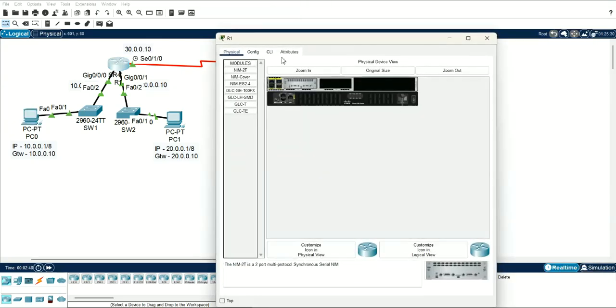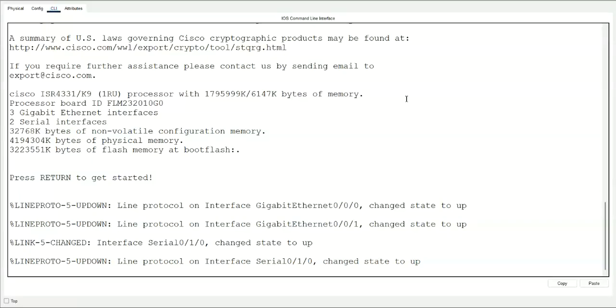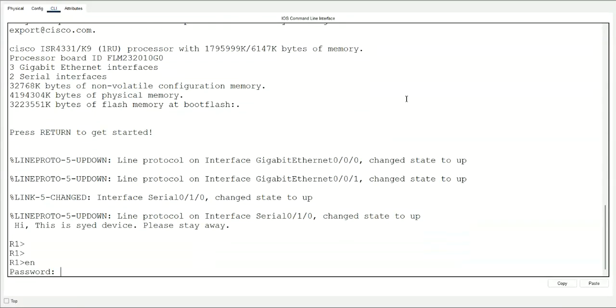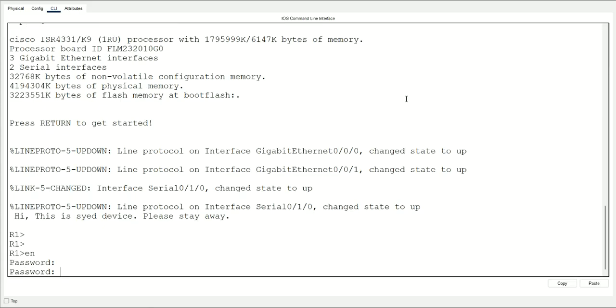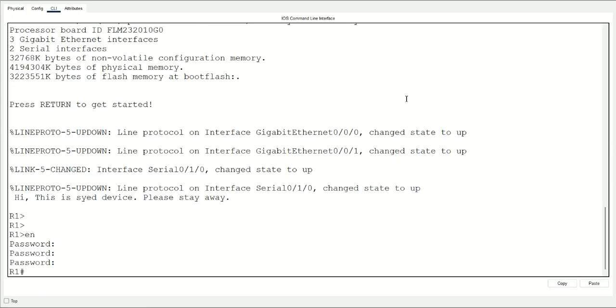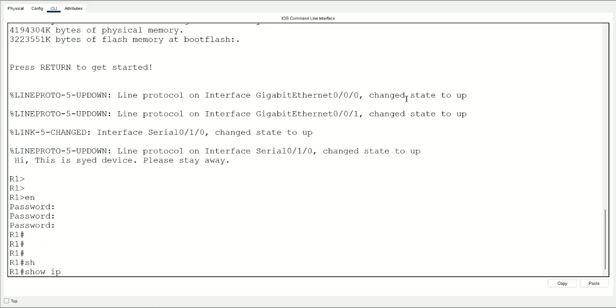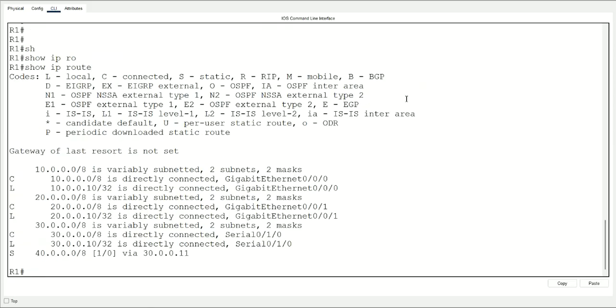Now we'll go here to check the routing table once. Okay, so if you see here, show ip route, you got the static routes. How many routes? Just only one route.